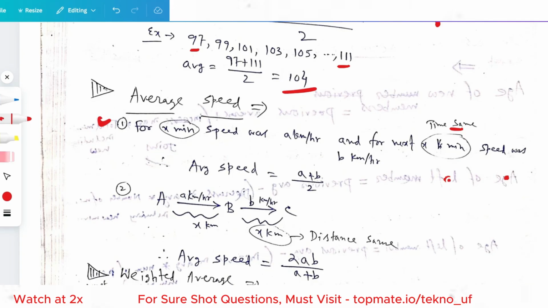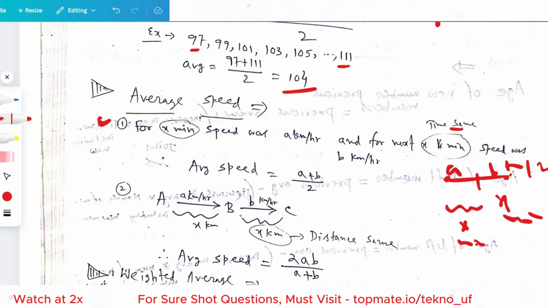Let's say this is x minute. For this much of time, x minute, he covered the distance at a kilometer per hour, and the next x minute he covered at b kilometer per hour. Distance is not mentioned here, the time is same. So basically when the time is same and the speed is different, the formula to calculate average speed for the full journey is (a plus b) by 2.